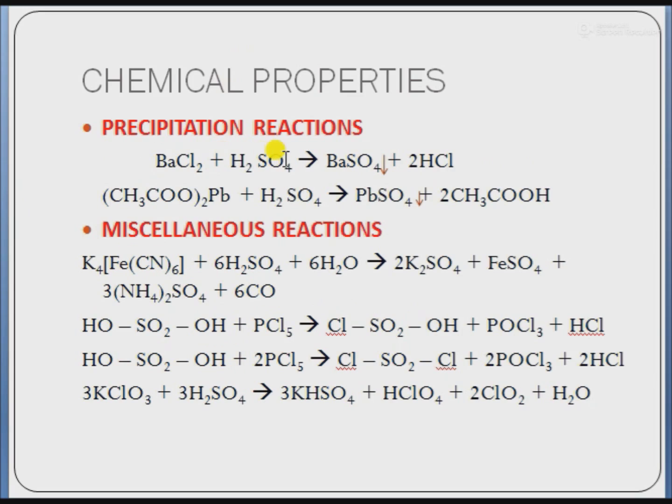Next is the precipitation reaction. When aqueous solutions of barium, strontium, calcium, etc. salts are treated with dilute H2SO4, white precipitates of their corresponding metal sulfates are formed. For example, in case of barium chloride, when it is treated with dilute H2SO4, it forms BaSO4, that is barium sulfate, a white precipitate, and this arrow indicates the precipitation, plus 2HCl.